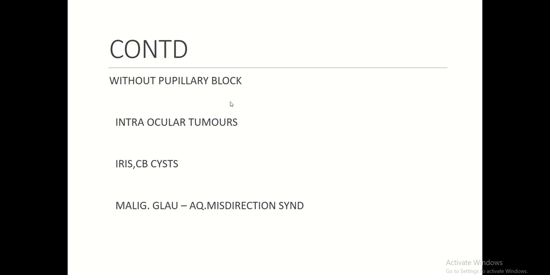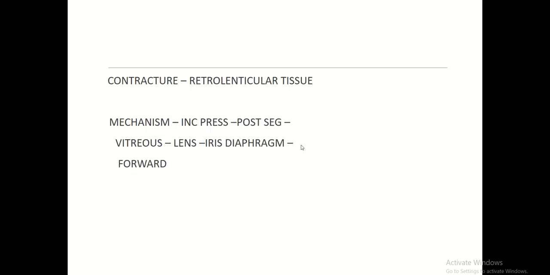So without pupillary block, what is the mechanism? There are intraocular tumors, or you can have iris or ciliary body cysts, or in aqueous misdirection syndrome, there is an increased pressure in the posterior segment, and this causes the vitreous iris lens diaphragm to move forward and block the angle of the anterior chamber. So this is a posterior pushing mechanism without a pupillary block.